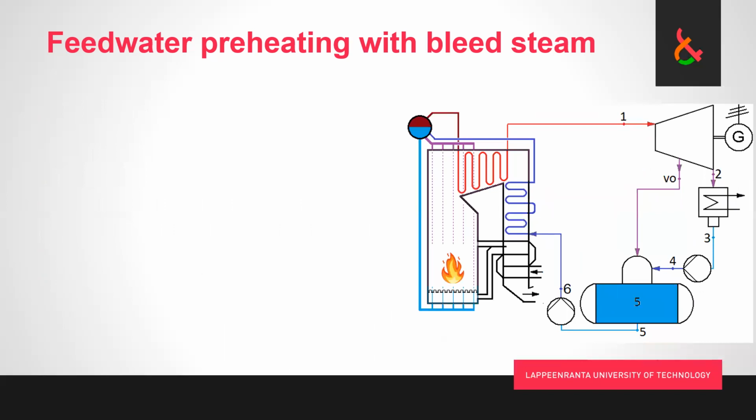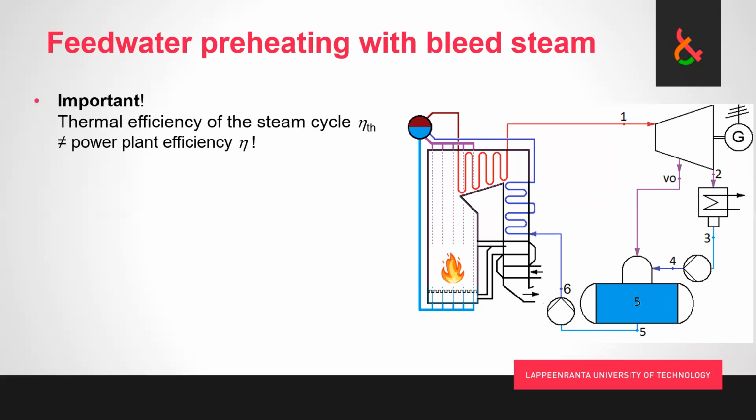Now, one thing about feed water preheating with bleed steam. Our aim was to improve the process efficiency, and when we do this, that aim is going to be met. We don't have to wonder about the efficiency going up only if some condition is met. If you add feed water heating, that is going to improve the process efficiency. The important thing to understand is that it doesn't necessarily always translate to improving the power plant efficiency.